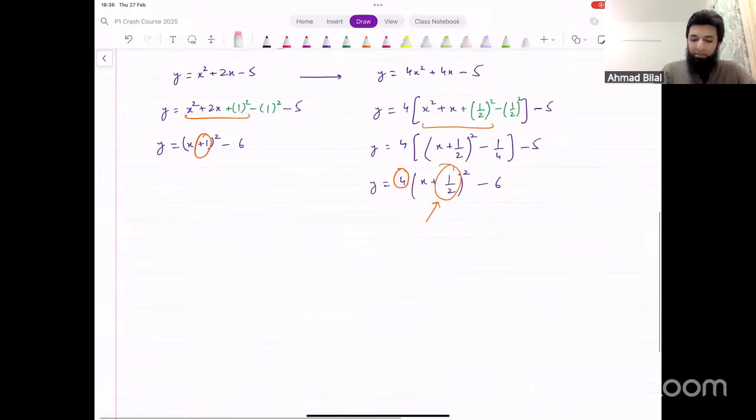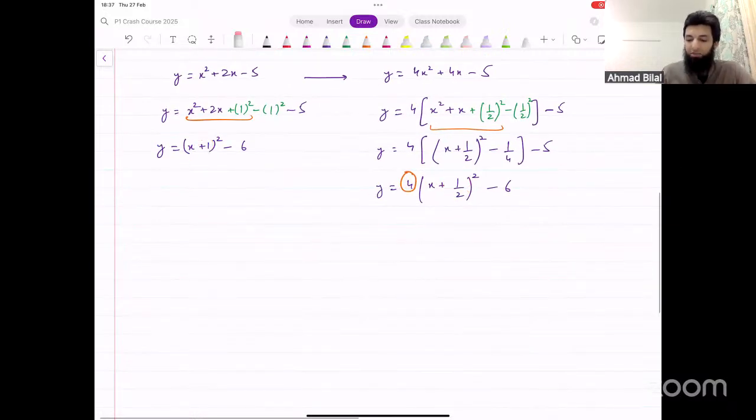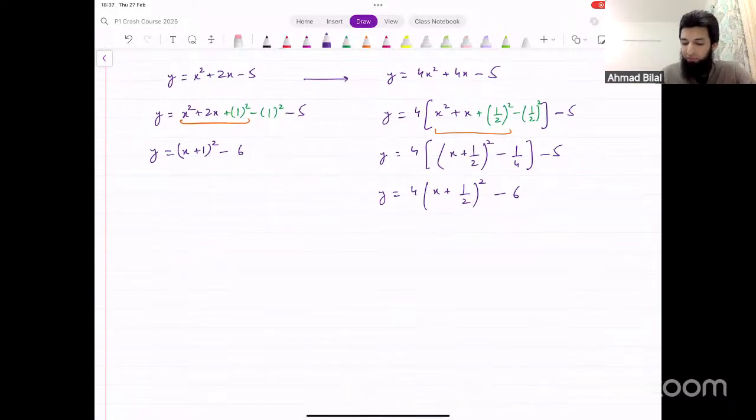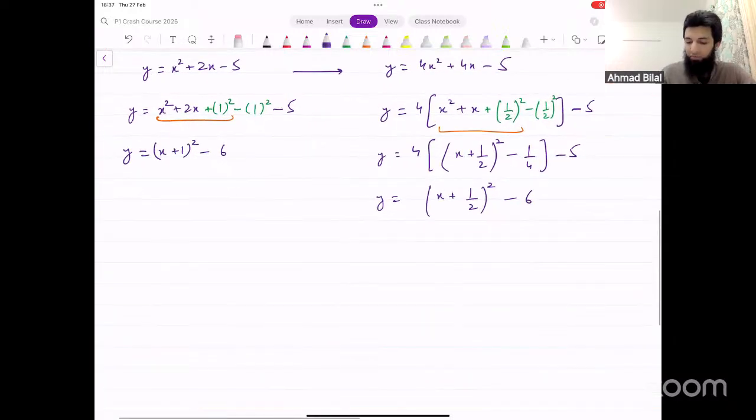In this case, since you want only 1 transformation, one way to do that would be that you take 4 inside the bracket. How can you do that? You can write 4 as 2 squared. We've done this in quadratics before, right? If you want to take this number inside, you can write it as 2 squared so that the powers become the same. And now you can multiply 2 inside, and that will give you y equals 2x plus 1. 2 into x is 2x. 2 into 1/2 is 1. So 2x plus 1 whole squared minus 6.